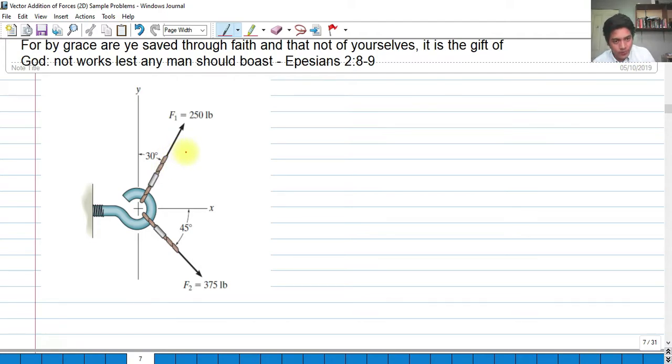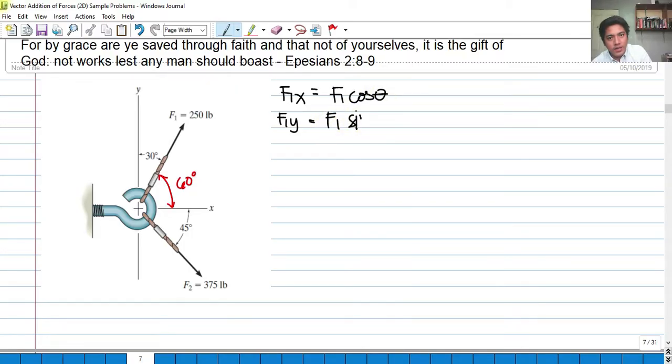So we will be finding the resultant force of the two given vectors here, F1 and F2. I'll be using the component method. If this is 30 degrees with respect to y, we know that the angle between x and y is 90. If this is 30, this should be 60 degrees. By components, I can get F1x and F1y, the component of F1 in x and in y. I will be using the formula F1 cosine theta and F1 sine theta.